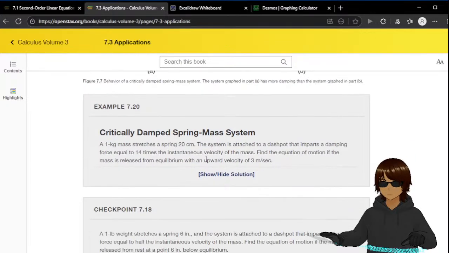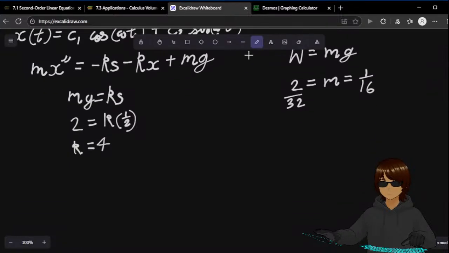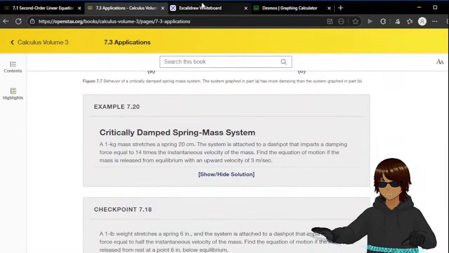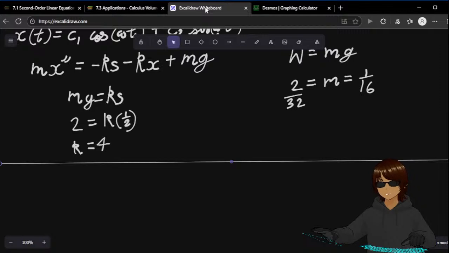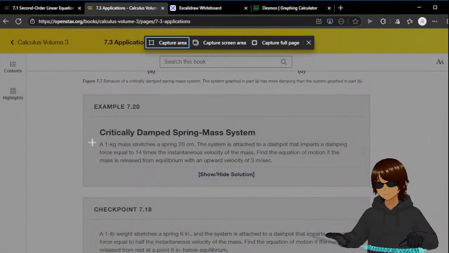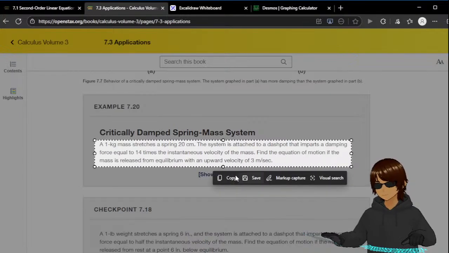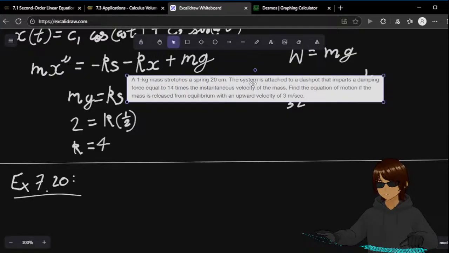All right. Oh, now they have the right system. So, 7.20, what they say. Copy, paste.